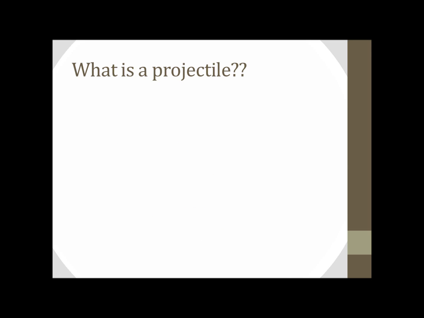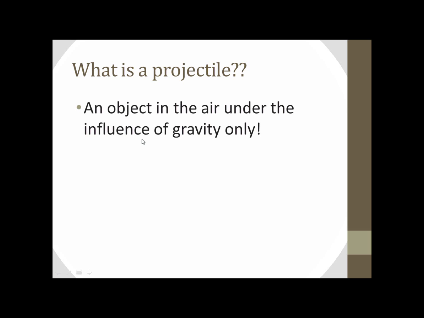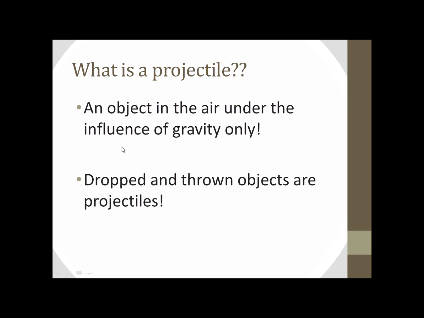So what is a projectile? A projectile is an object in the air under the influence of gravity only. Well, that should sound familiar. A projectile is in free fall. Okay, so we bring in 2 different vocabulary terms there. A projectile is in free fall. So a projectile can be dropped or thrown. They're both projectiles because they're both under the influence of gravity only.